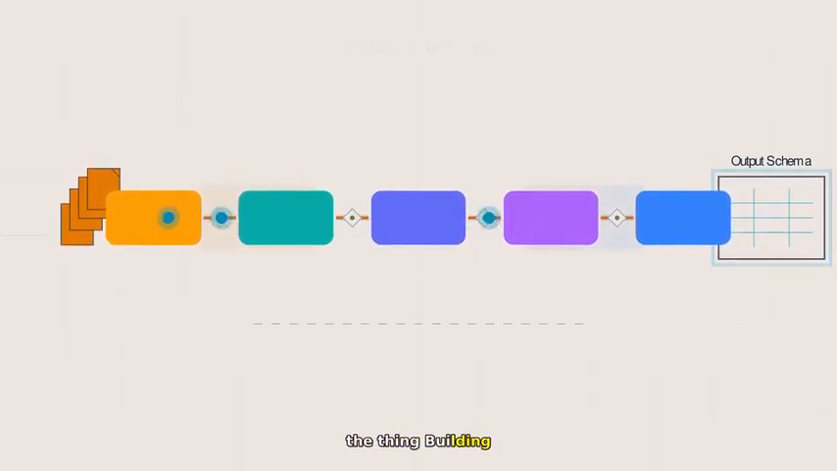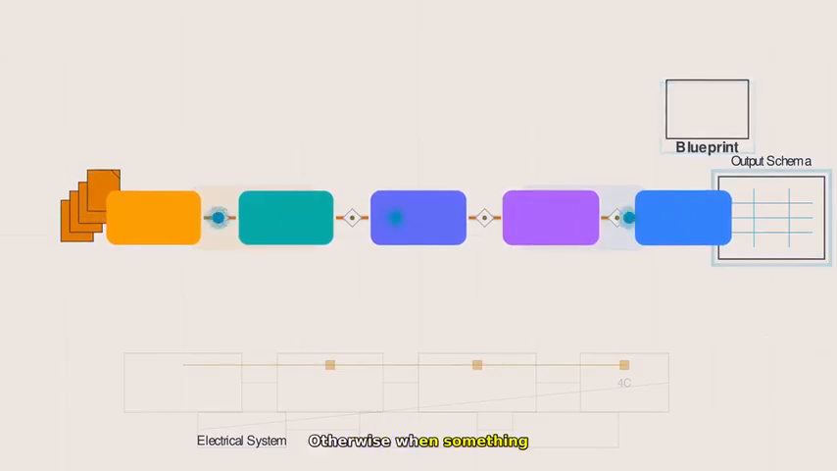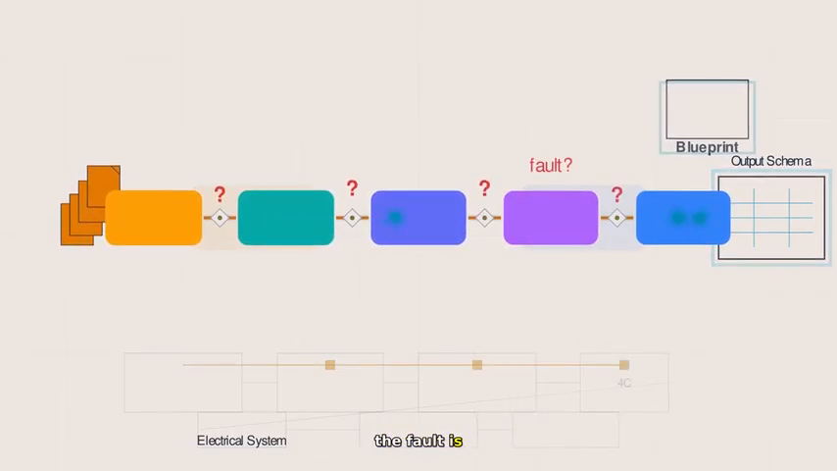Here's the thing. Building a two-prompt chain is like getting from your kitchen to your bedroom. It doesn't require a map. But building a multi-stage AI pipeline is like designing the electrical system for a building. You need a blueprint before you touch a single wire. Otherwise, when something fails in room 4C, you have no idea where the fault is.